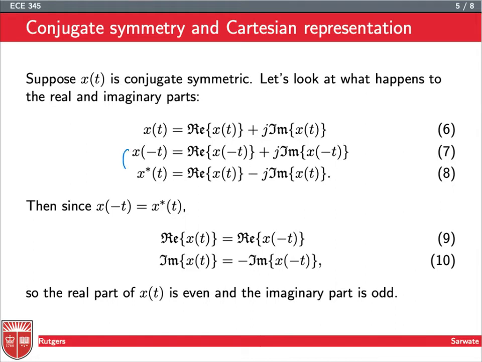So now what we're doing is we're saying that these two things are equal to each other. And so that means that the real parts have to be equal to each other and the imaginary parts have to be equal to each other. So that's saying that the real part of x of t is the real part of x of minus t, and that is that the real part is even. And then the imaginary part of x of t is minus the imaginary part of x of minus t, so that means that the imaginary part is odd. So that's actually much easier to think about than x of minus t is x star of t. We can say if it's conjugate symmetric, the real part's even and the imaginary part is odd.